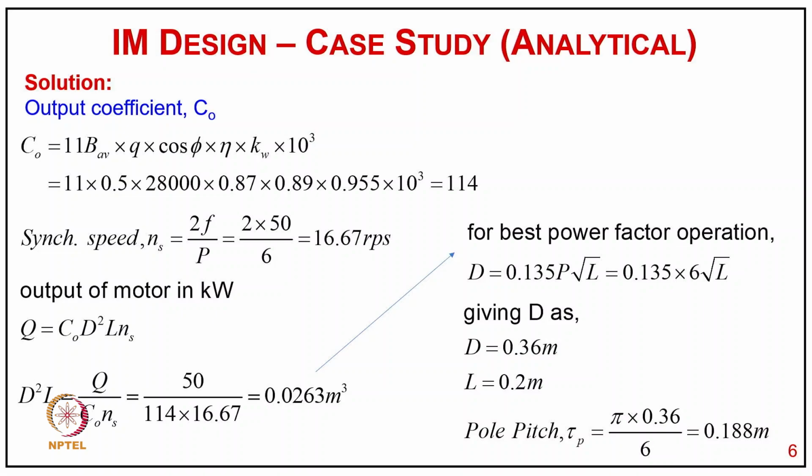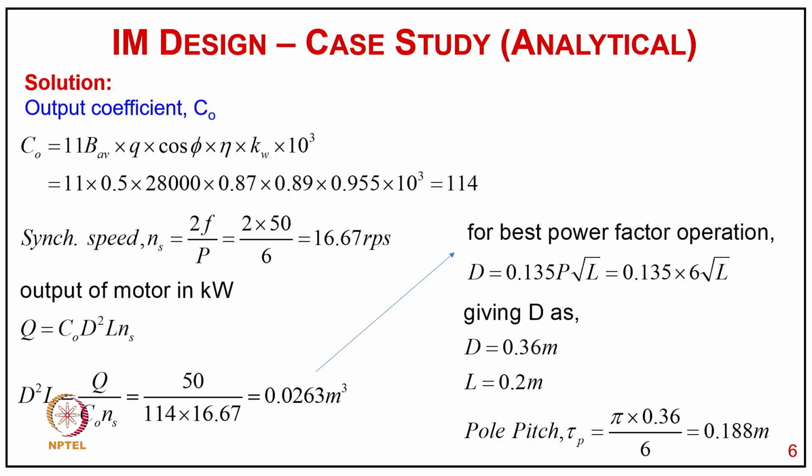For another relation we have to find it some other way. There may be many criteria, but one way, for best power factor operation, based on large experience, is D equal to 0.135 P under root L. Putting the value of P as the number of poles and L as the stack length, this comes as the second relation between D and L. Now from this relation and the previous relation of the output equation, we get D equal to 0.36 meter or 36 centimeter, and L equal to 0.2 meter or 20 centimeter.